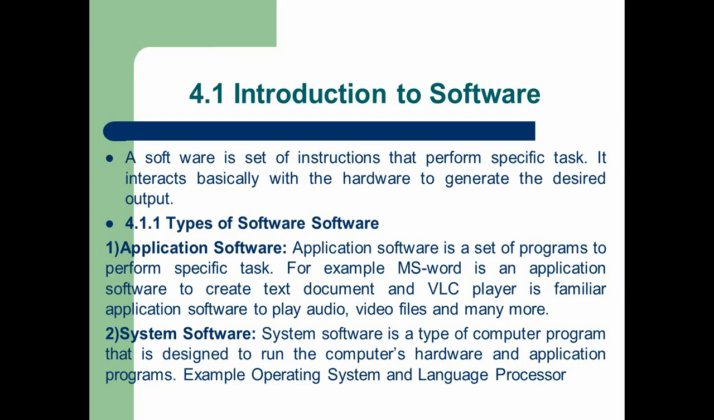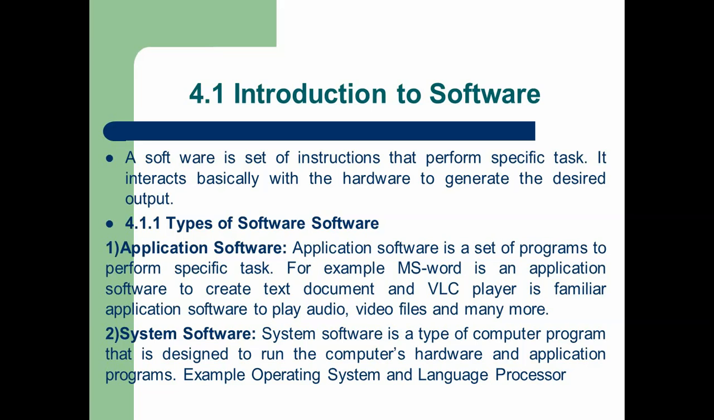Number one, application software is software that performs a specific task. For example, MS Word is an application software. VLC player is also an application software. MS Word is used to create documents, whereas VLC player is used to play audio and video files, and many more things we can do in VLC. But each and every software, that is MS Word and VLC, which comes under application software, does a single, specific work. This is known as application software.